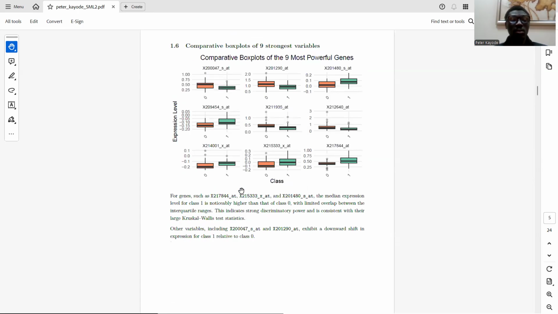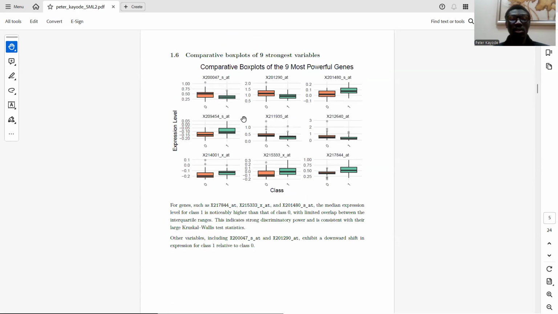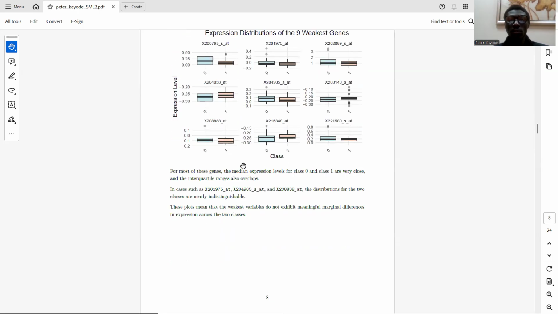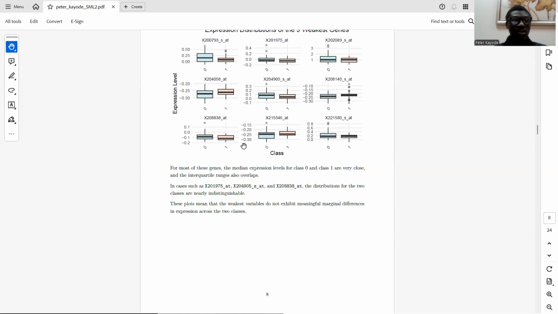Now, looking at the box plot, we can observe the same relationship we saw in the Kruskal-Wallis test statistics. For the strongest genes, the median level for class 1 is larger than that of class 0, which indicates very strong discriminative power. Also, we have the 9 weakest associated variables, and we can clearly see that the median levels for class 1 and class 0 are very close.